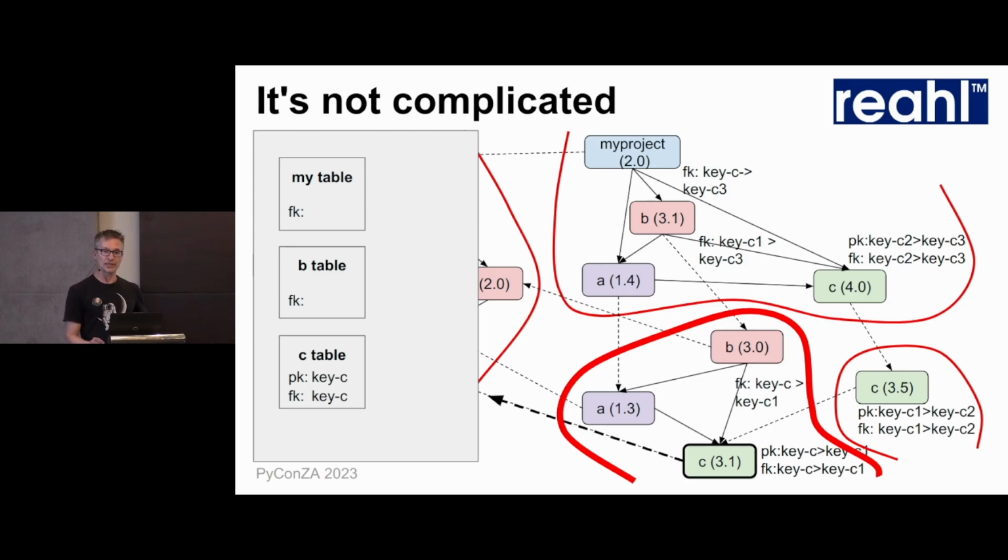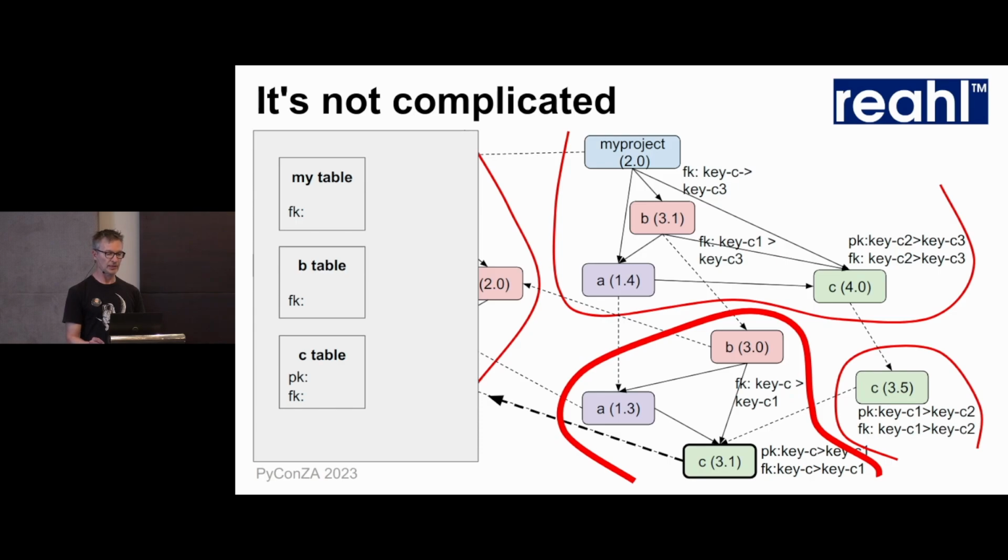We move down to C. We can ask the same question, the answer is the same. So we can say, okay, drop its foreign key. And now we've basically done everything in this bottom cluster, so we can start moving up. And part of moving up is we can start also dropping the primary keys.